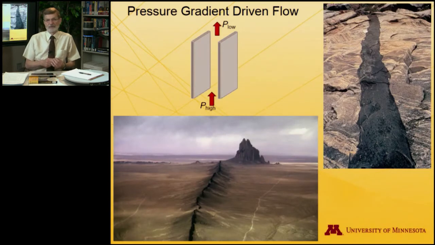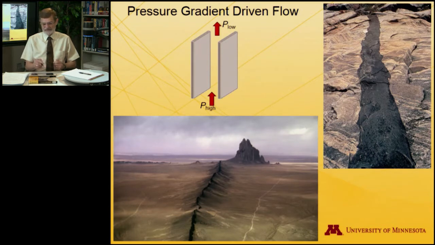A second example would be flow between 2 parallel plates. An example that I've shown here is flow at the Shiprock volcanic exposure in New Mexico, where rock fractured and magma came up through the fracture. You could think about that as a fluid moving between 2 parallel plates, driven this time, rather than by gravity, by a pressure gradient. There's high pressure at the base, basically explosively moving the magma up between the rock.